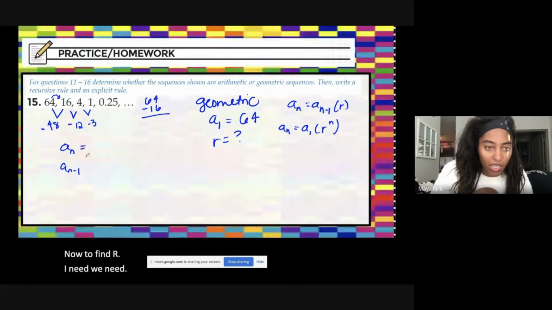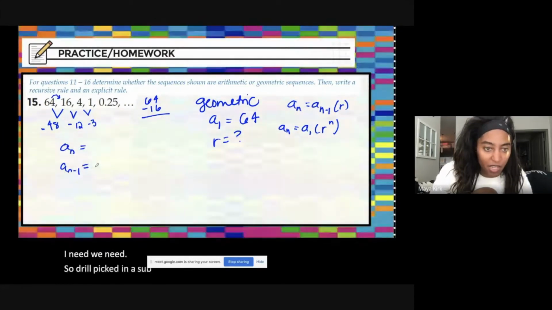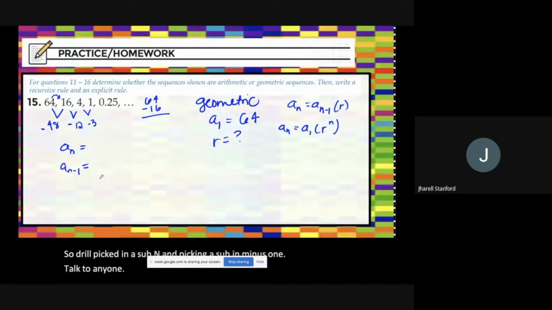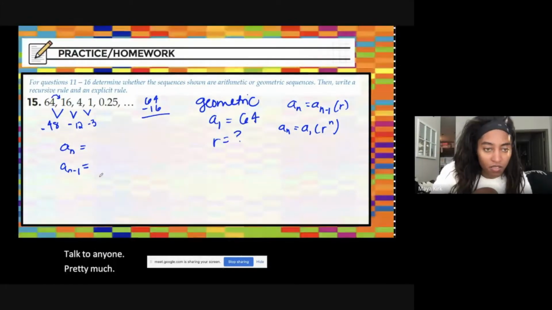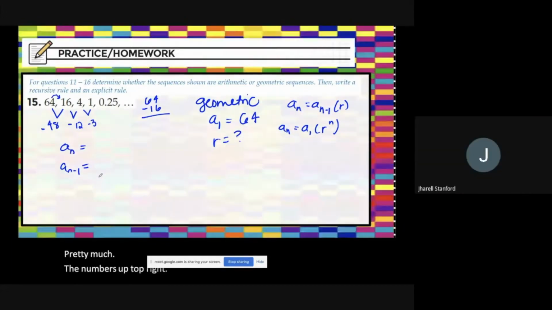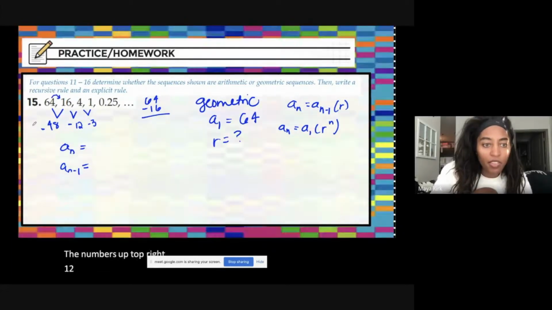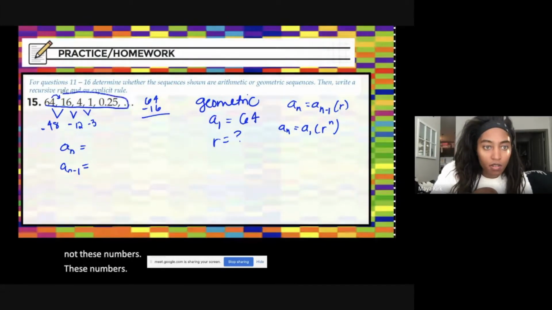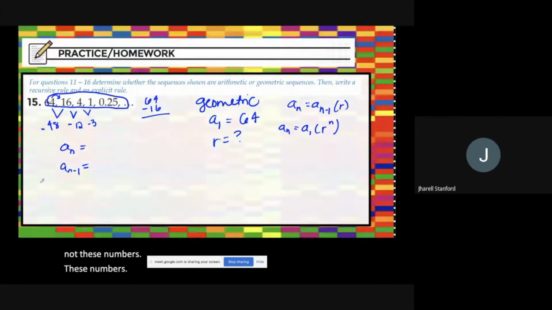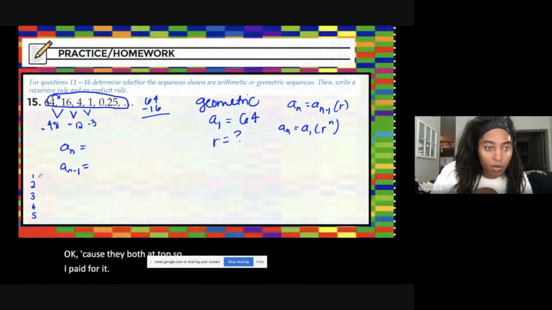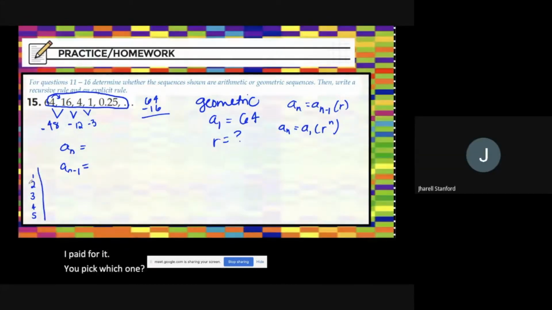Jarrell, pick an a sub n and pick an a sub n minus 1. So I can pick any one? Pretty much. Like the numbers up top, right? 12. Not these numbers. These numbers. Oh, okay, because they're both at the top. So okay, I pick 4 then. You pick 4. Okay.